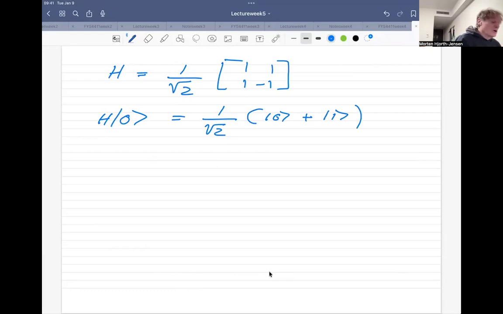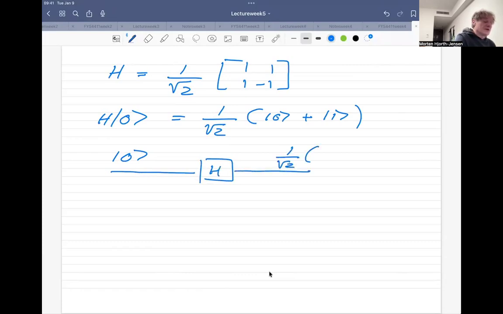Now we will depict this one. So this is obviously our new state. So this will be the state psi, if we want to keep this in a generic way. But let's now just rewrite it. So we would have a state 0, and we act with the Hadamard gate, and then we end up with a linear superposition, which is this state here.